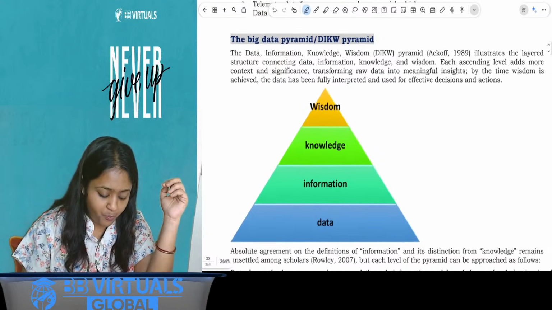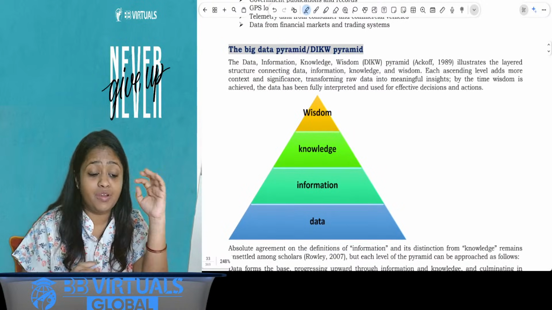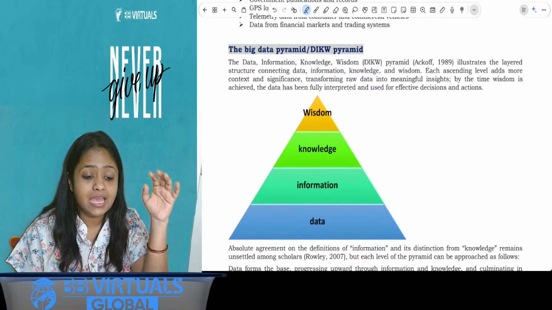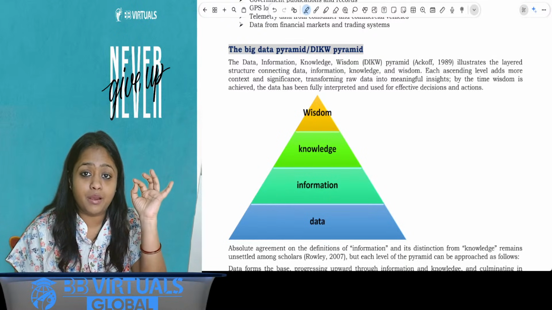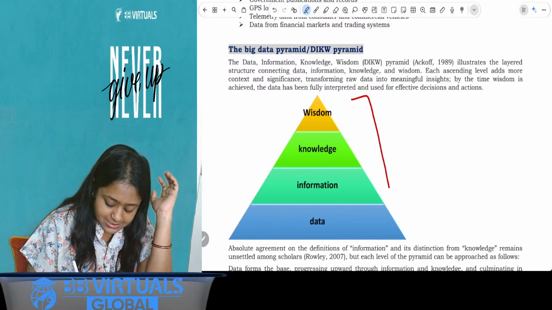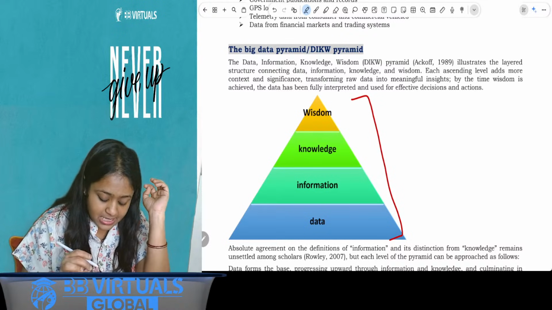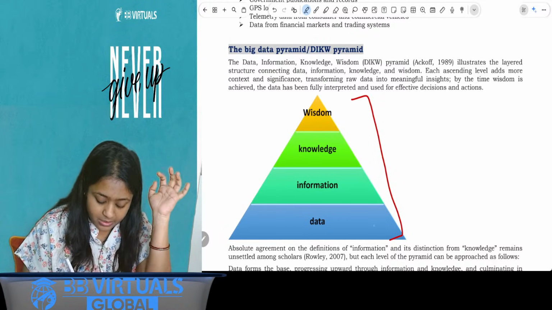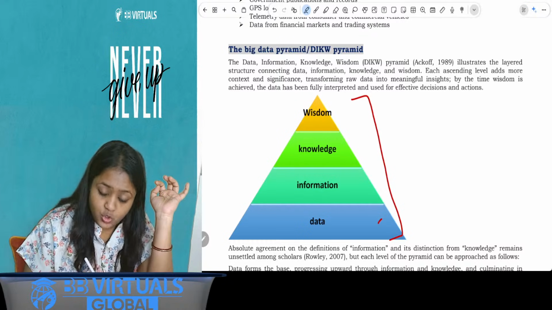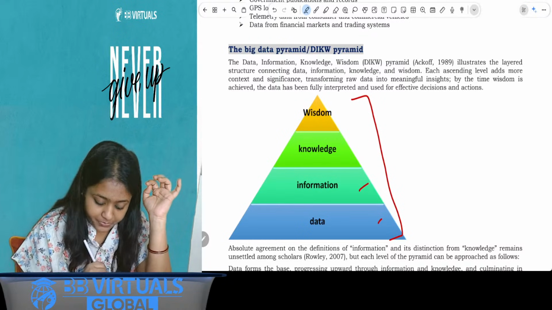And just one more point. What is the big data pyramid? Very frequently asked in exams, guys. What is the big data pyramid? It simply says you start from below. Data is the raw form. You process it and make it information, right?